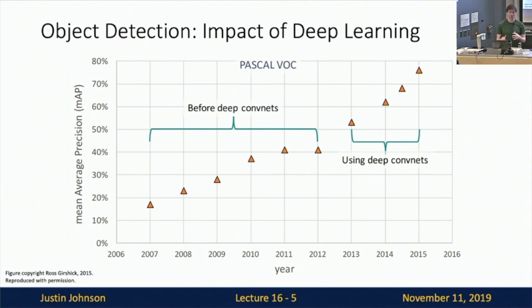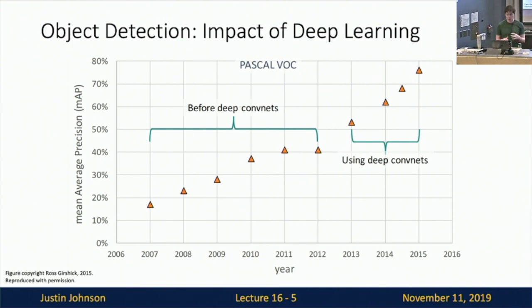So this is a graph that shows the progress on object detection from about 2007 up to 2015. The y-axis here is the performance on this object detection data set called Pascal VOC, and the metric here is, of course, the mean average precision that we talked about in the last lecture. We can see that from about 2007 to 2012, people were using other types of non-deep learning methods for object detection. There was some pretty steady progress on this task from about 2007 to about 2010, but from about 2010 to 2012, the progress had sort of plateaued.